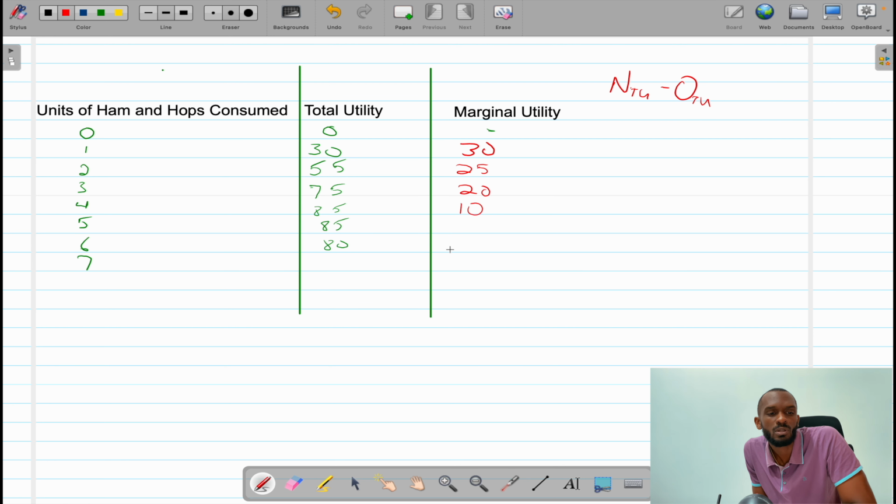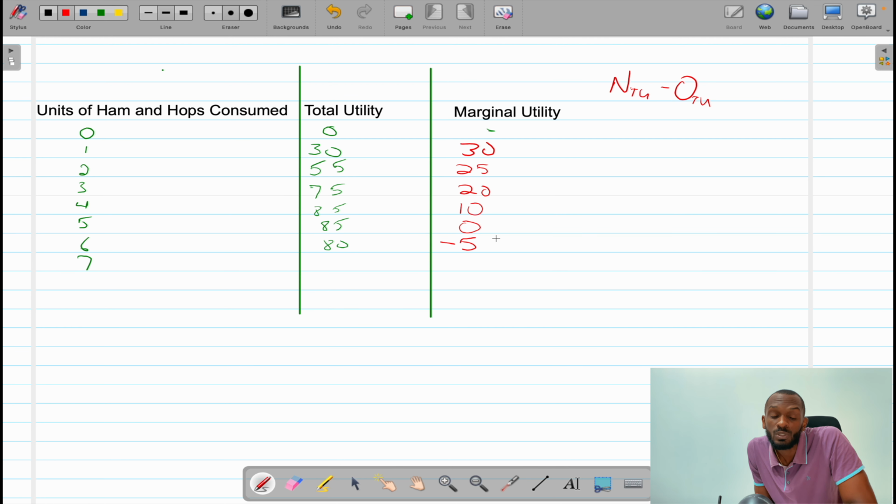Something interesting happens on our sixth unit. Tell me, when you consume the sixth unit, what happens? How much did your utility change by? It didn't. Good. By our fifth unit, our marginal utility did not change. And when we consumed our sixth, something interesting happened. Our utility went down. If I take the new, which is 80, minusing 85, you're going to get minus 5. Your total utility actually went down this time.